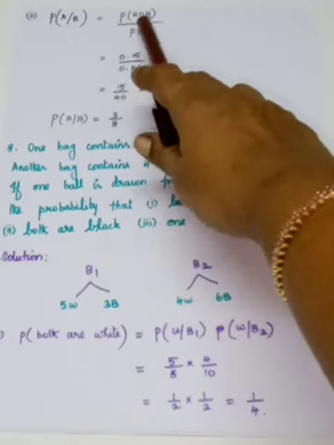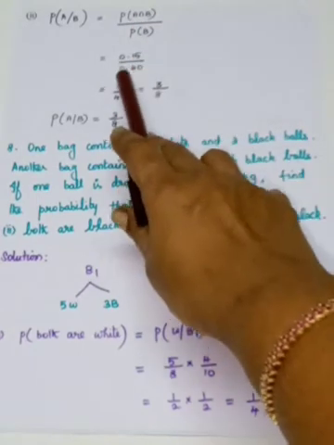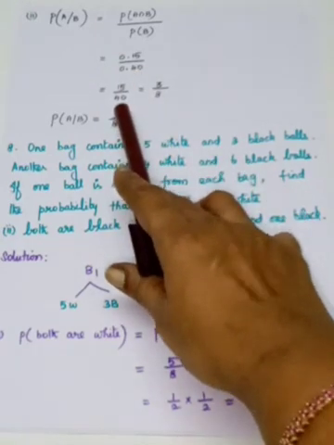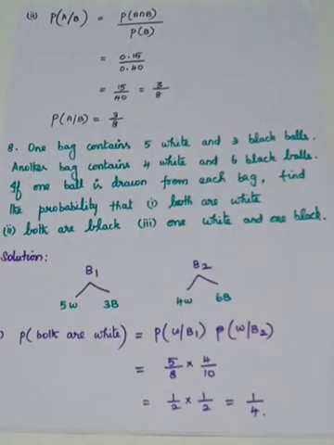So it is P of A intersection B divided by P of B. That is 0.15, and P of B is 0.40. So 15 by 40, if divided by 5, is 3 by 8. So we have applied the conditional probability here.